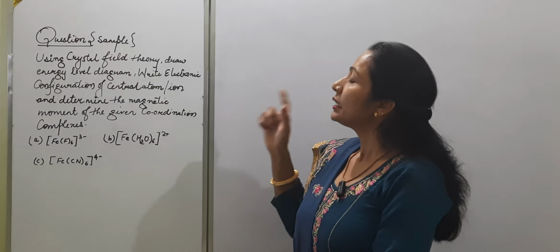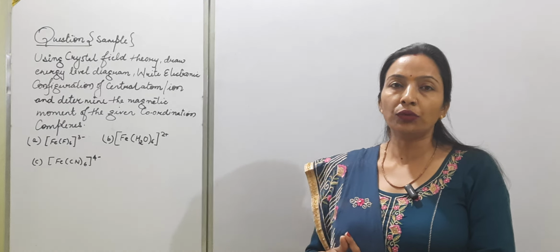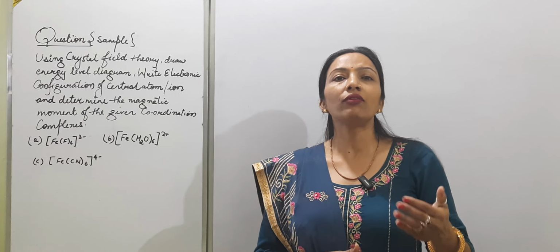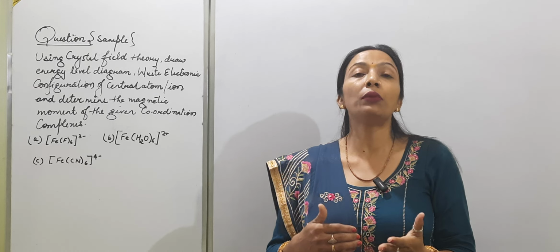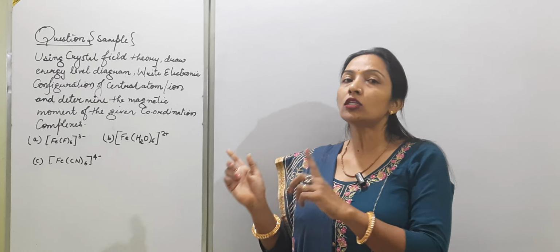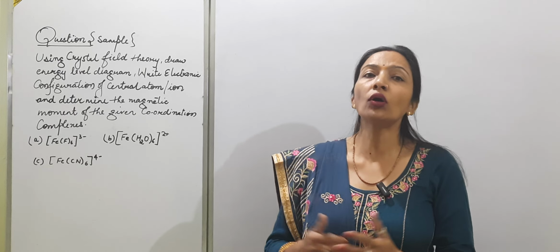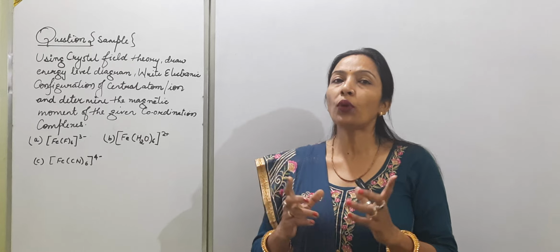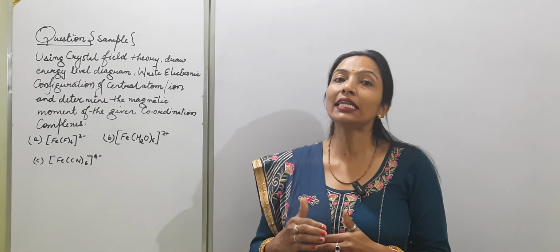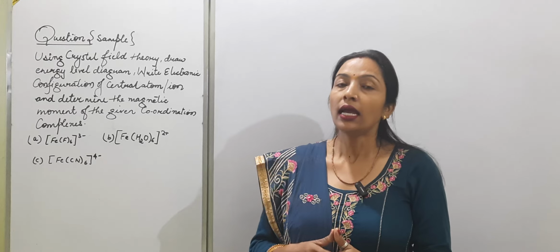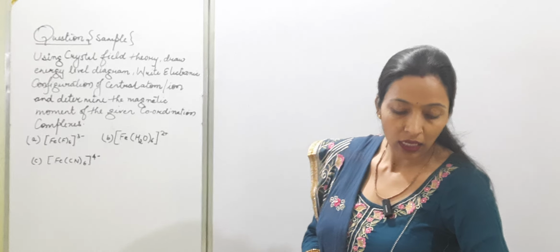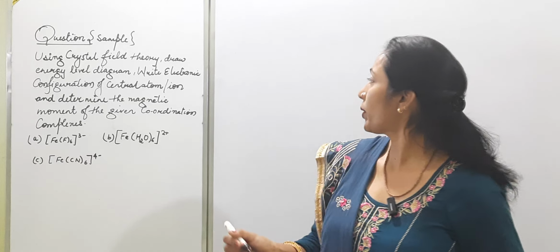So this is the crystal field theory. In coordination compounds we have Werner theory, then valence bond theory, and crystal field theory. This question is on crystal field theory, meaning we have to divide the degenerate orbitals into T2g and Eg. And what is T2g and Eg? Let's see and do the answer to this question.